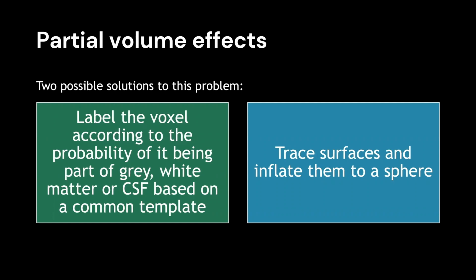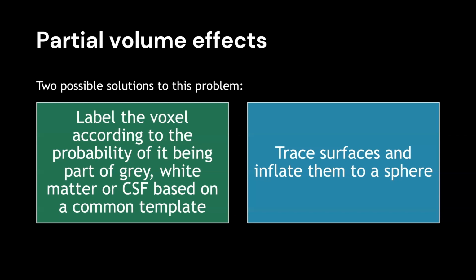On one hand, it is possible to label the voxel according to the probability of it being part of the gray matter, white matter, or CSF based on a common template. The way this works is that you take your native, or your subject's, MRI and put it on top of a common template. If the template tells you the voxel in this area is probably gray matter based on these statistics, then that voxel in your subject space is going to be classified as gray matter, white matter, or CSF, depending on the probability of the common template.